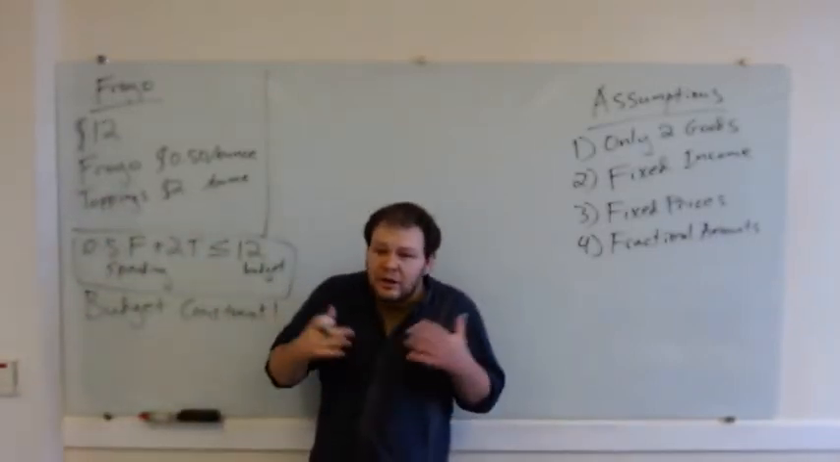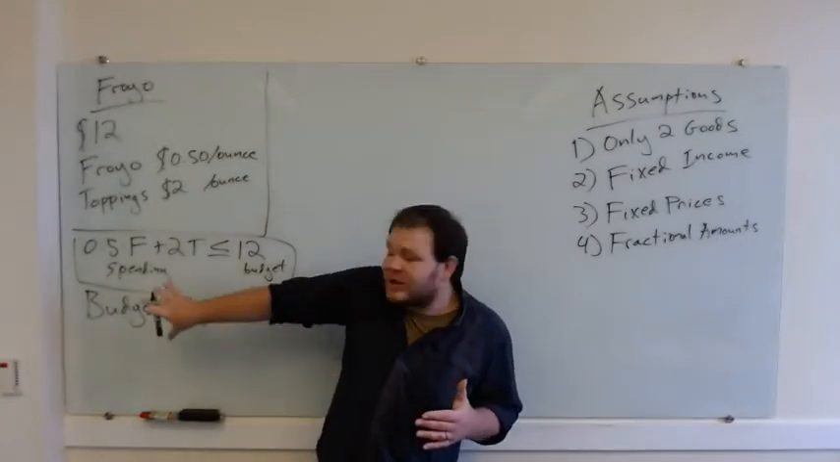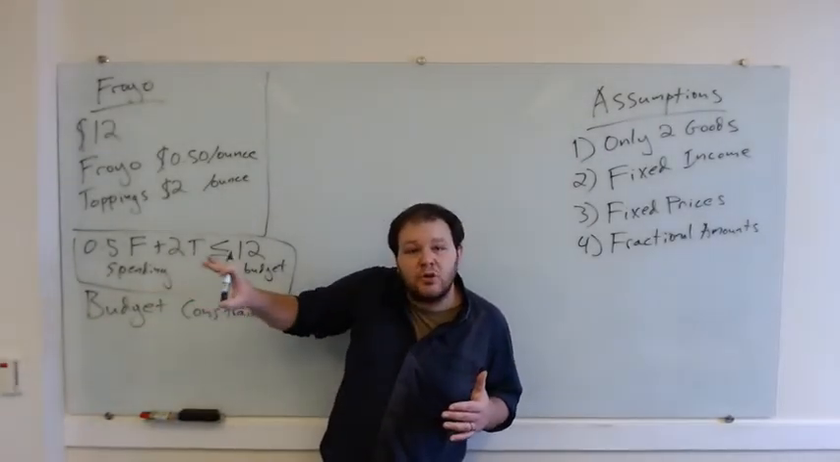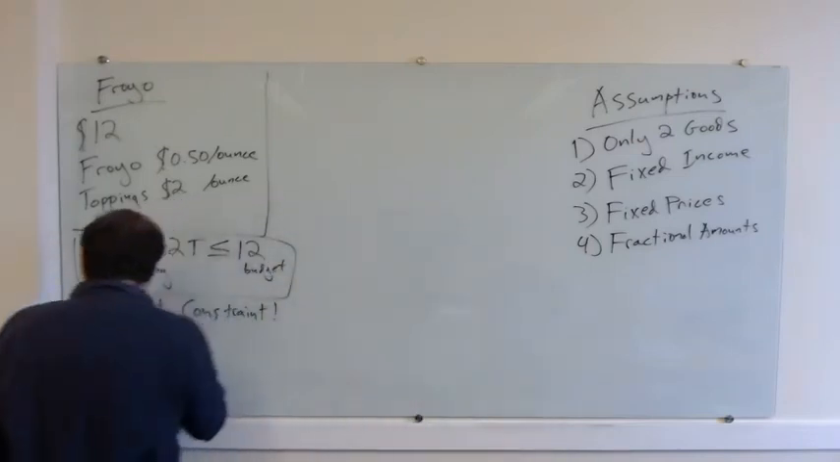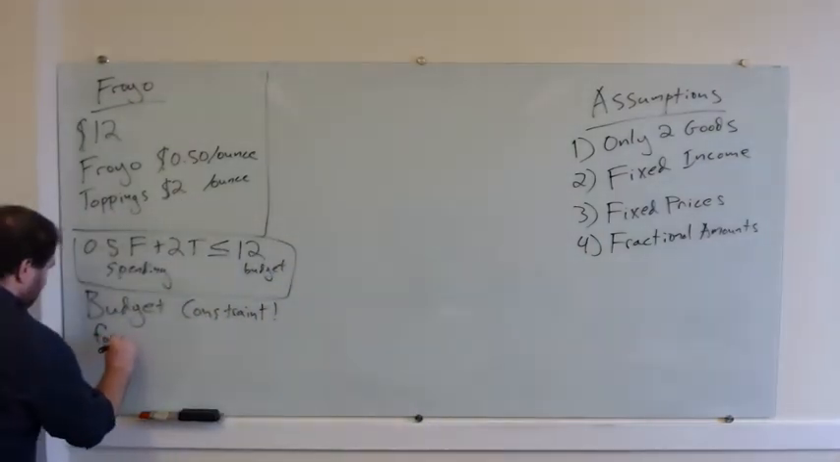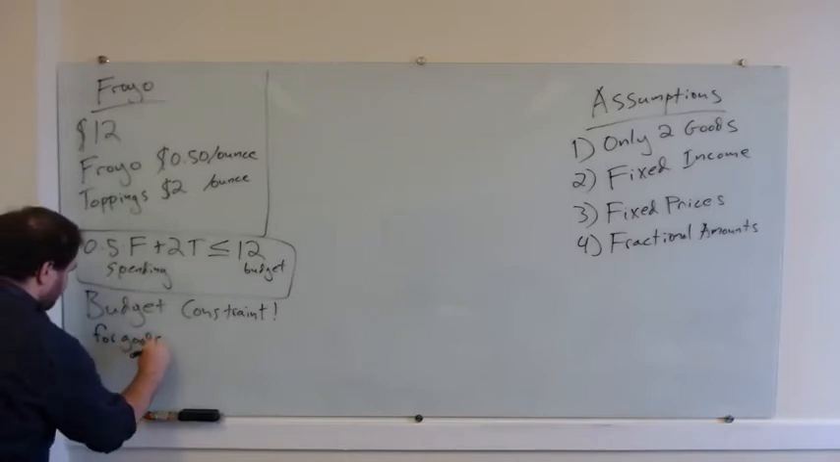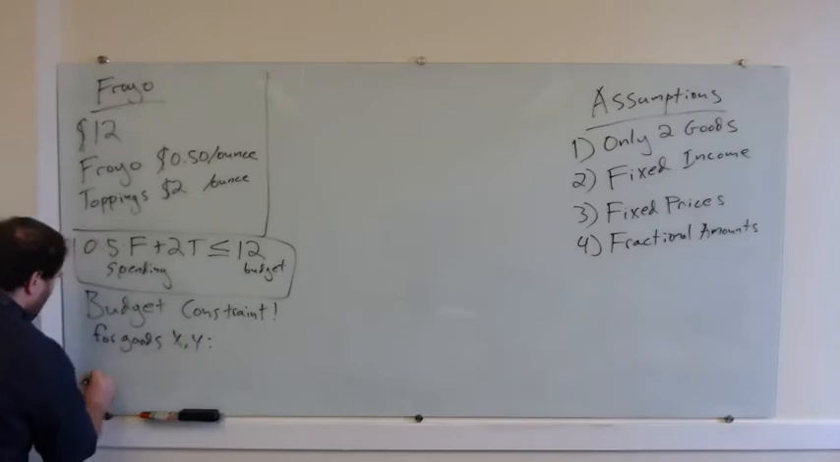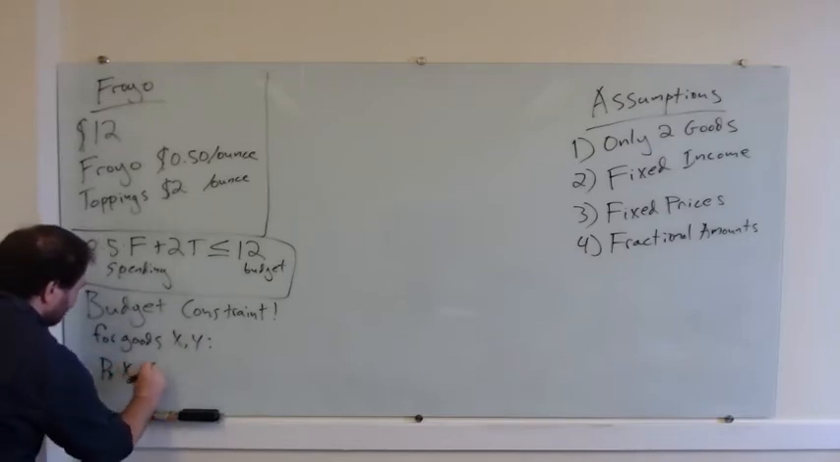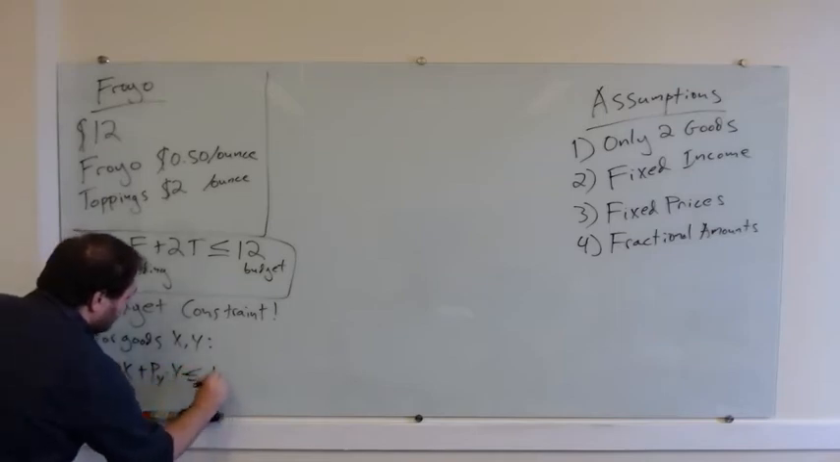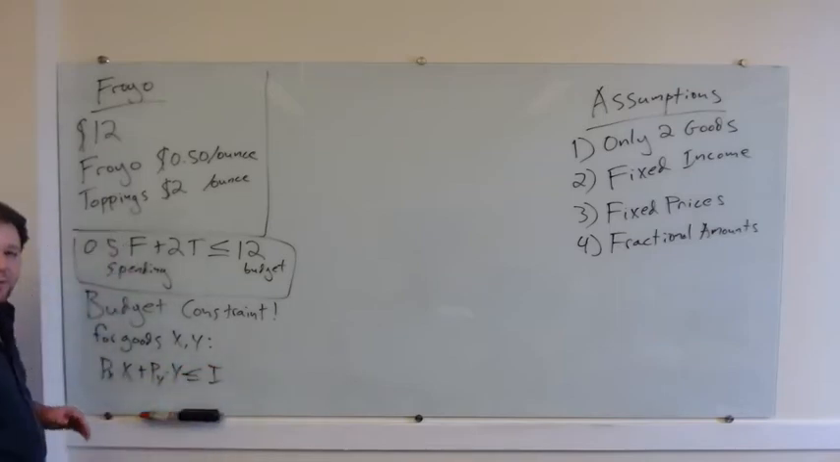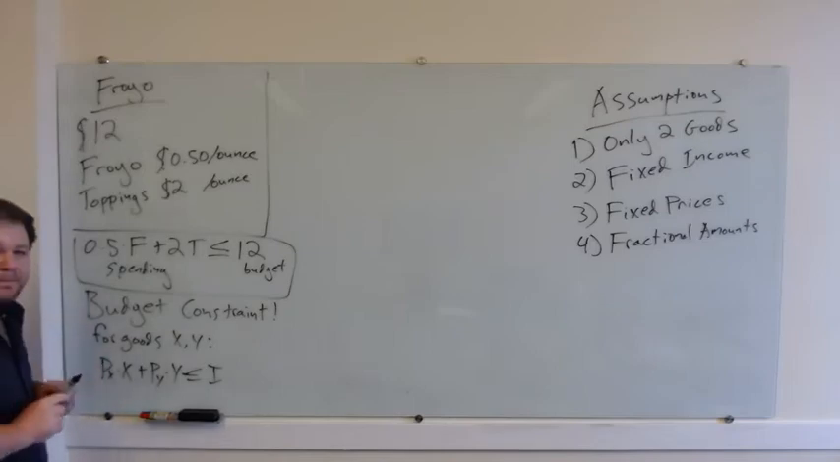And in all of these problems that we're going to face, we're going to have a budget constraint that takes this basic form. So in a generic problem where we're trying to purchase X and Y, our budget constraint will be the price of X times the amount of X plus the price of Y times the amount of Y less than or equal to I, which is our income, right? This is what a budget constraint is always going to look like.